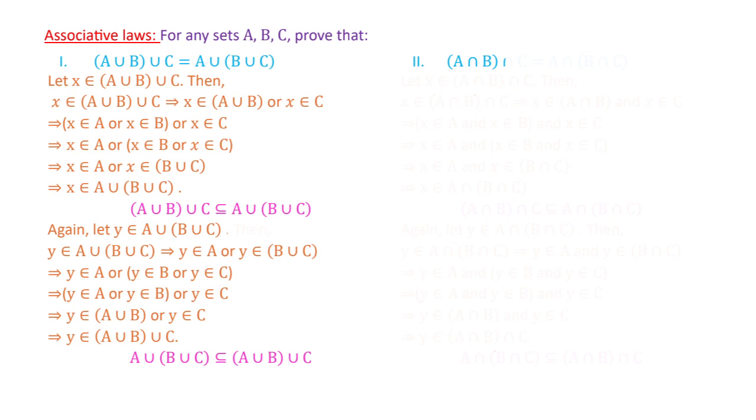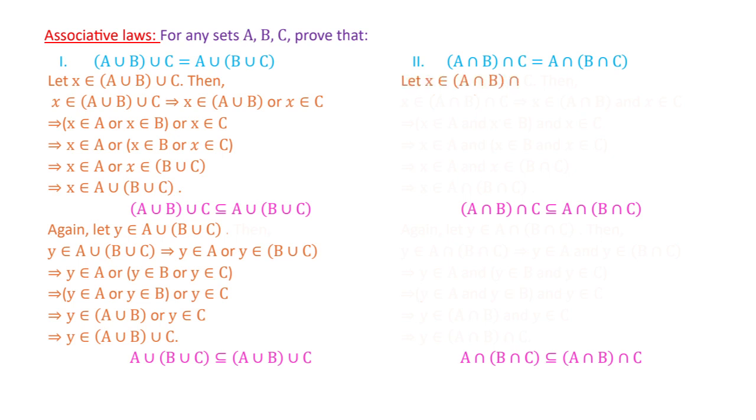We are saying A intersection B intersection C is equal to A intersection B intersection C. So in this case, we will prove that A intersection B intersection C is a subset of A intersection, then B intersection C, and similarly we can prove this result, and then combining both these results we will obtain the final answer. Now the proof, it is similar.